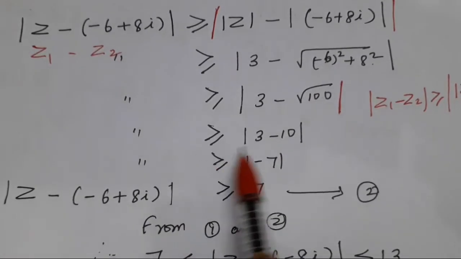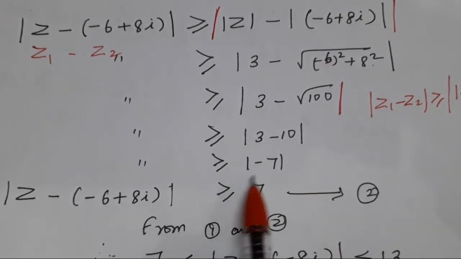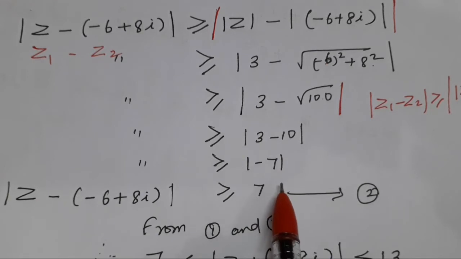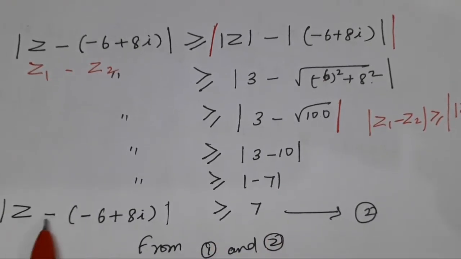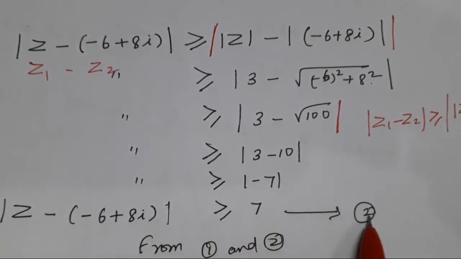That is greater than or equal to 3 minus 10. So 3 minus 10 is nothing but what? Minus 7. If we take modulus, the minus 7 becomes what? 7. Therefore, we multiply minus, we get the same result, greater than or equal to 7. This is equation 1 and what?